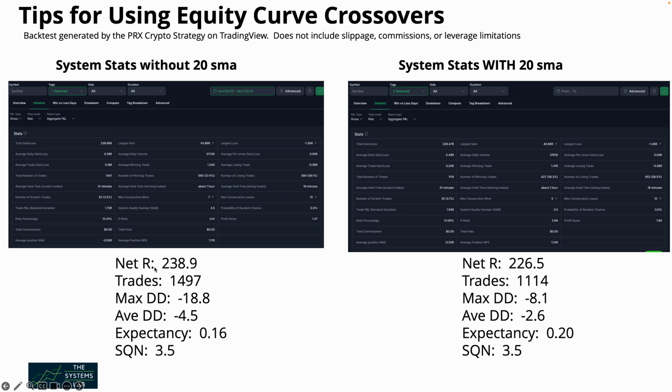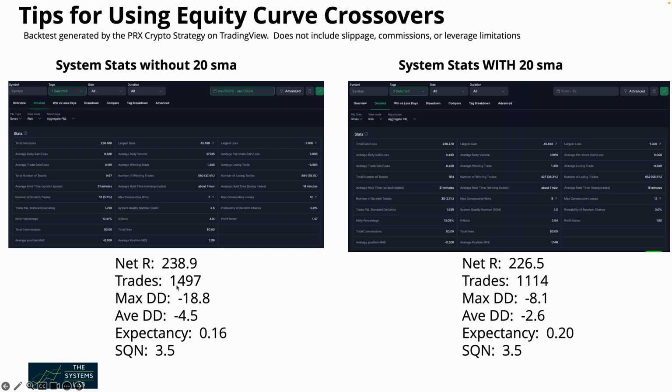Without the 20 SMA, the system makes 238.9 R. And with it, we see a very small reduction in net R down to 226 when we apply that 20 SMA. However, look at the reduction in the maximum drawdown. The maximum drawdown without the 20 SMA is minus 18.8. With the 20 SMA, it's only minus 8.1, which is really fantastic. And the size of the average drawdown gets cut almost in half from minus 4.5 to minus 2.6.